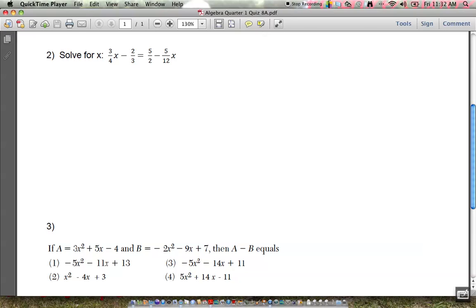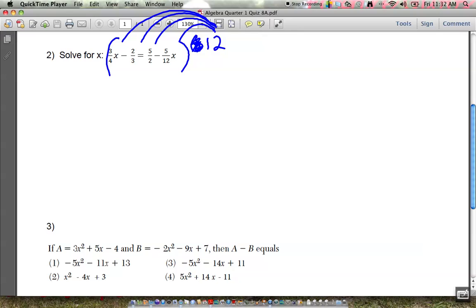4, 3, 2, and 12. What's the least common denominator? Everybody? 12. Because 4 goes into 12, 3 goes into 12, 2 goes into 12, and 12 goes into 12. So I'm going to multiply the entire equation by 12. That's not the 12th power. I'm multiplying by 12, and I'm going to multiply everything by 12. Isn't that allowed with an equation? As long as I do the same thing to both sides, the scale stays balanced.